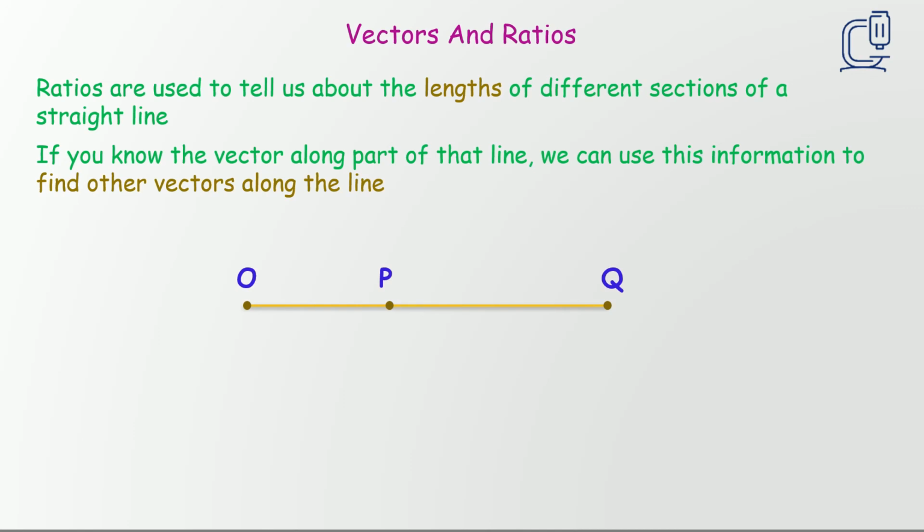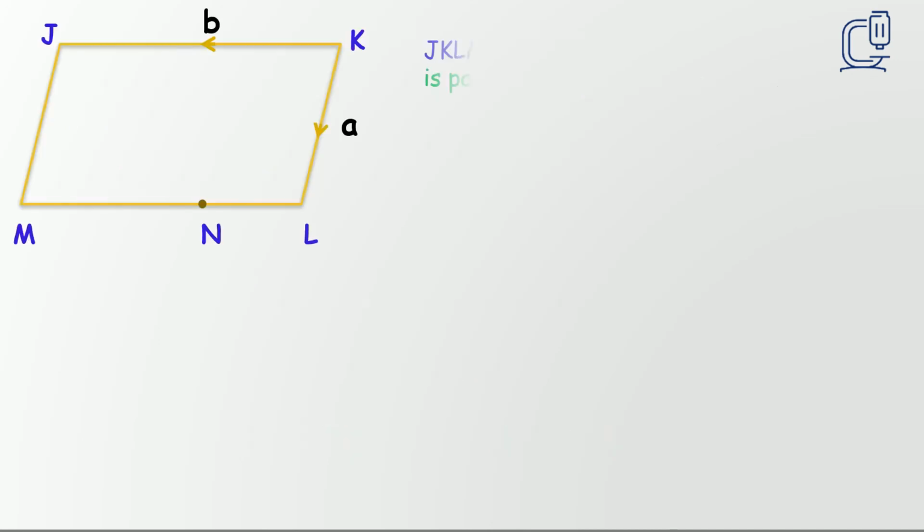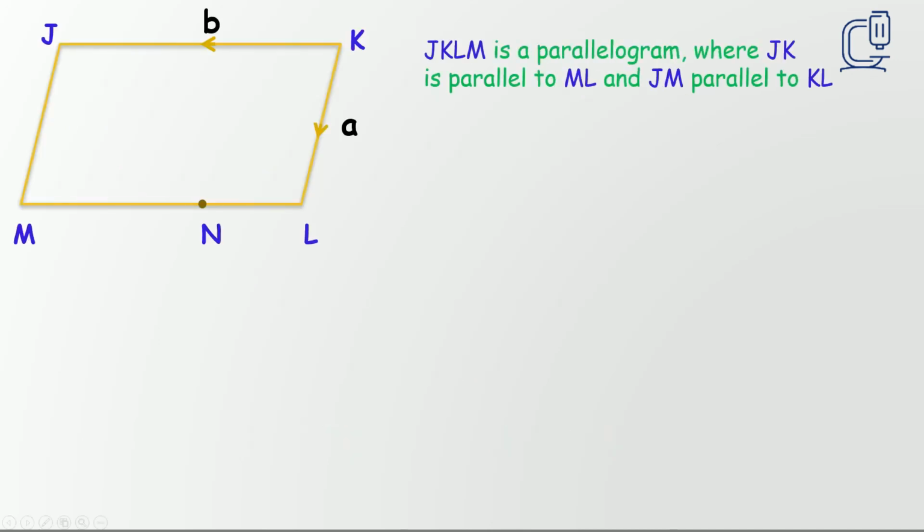vectors along the line. In this example, we have a line of OPQ, where the ratio of OP to PQ is 2 to 3. What this means is that OP is 2/5 OQ, and PQ is 3/5 OQ. Why the numbers are over 5 is because we add 2 and 3 together to give us the total, and the values are based on the ratio of the total. Let's go through a question here.